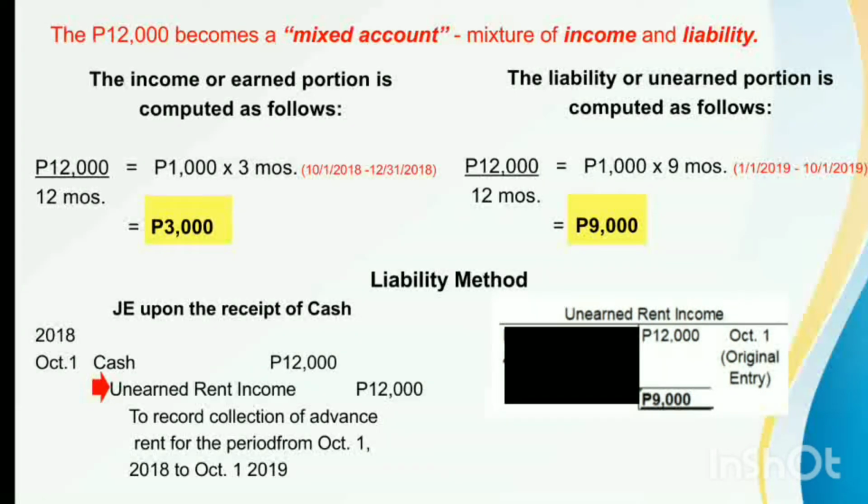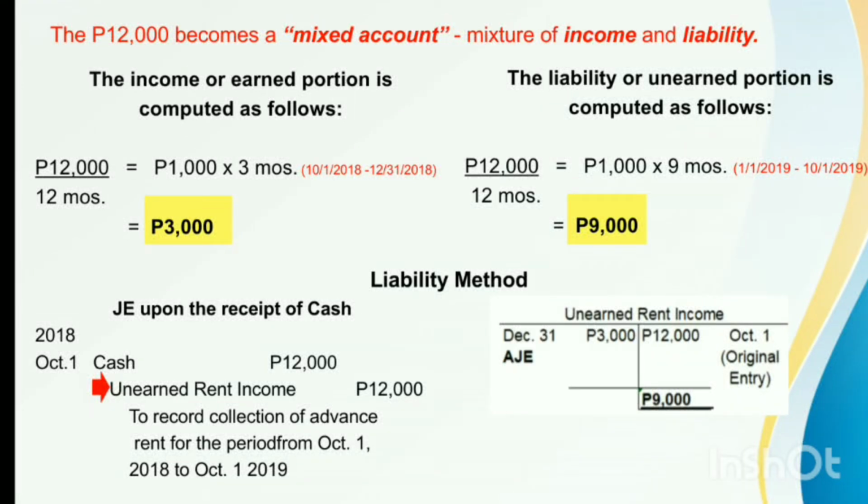So in order to reduce the unearned rent income balance from 12,000 to 9,000, we need to remove 3,000 pesos by debiting the unearned rent income with the said amount. And so the adjusting entry will include a debit entry to unearned rent income of 3,000 pesos. And then this 3,000 pesos, since this is already an income, will be transferred to the rent income account. So our credit entry will be rent income of 3,000 pesos.